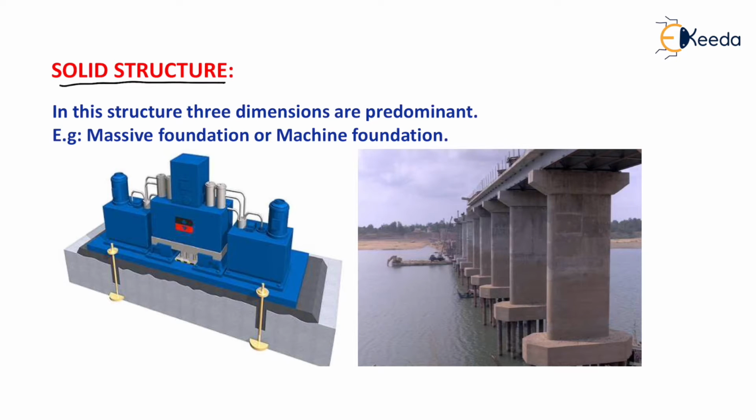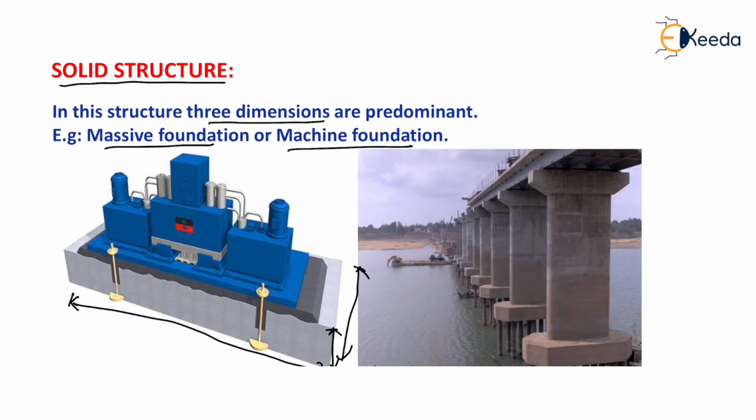Now what is solid structure? In the skeleton structure only one dimension is predominant. In surface structure only 2 dimensions are predominant, but in solid structure 3 dimensions are predominant. For example, massive foundation or machine foundation. Okay. Now for the machine foundation, length, width and depth, all the three dimensions are predominant. Okay, now for the foundation or piers of bridges, height, length and width, all the dimensions are predominant. That's why we call it a solid structure.